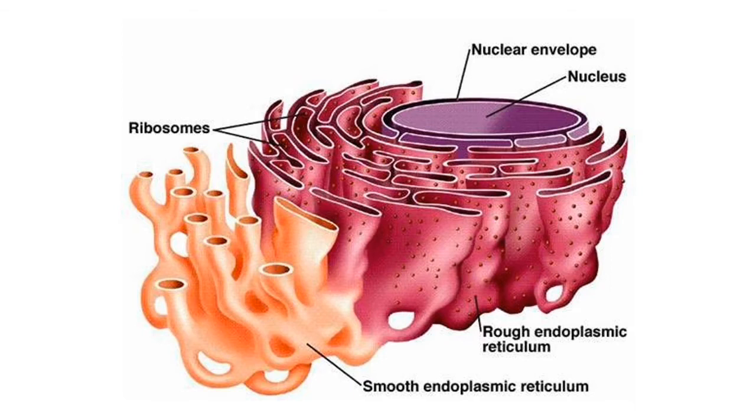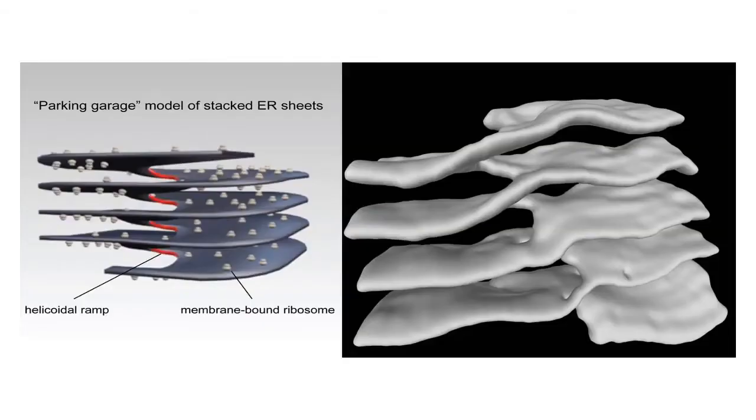Also, in this picture, I want you to notice that the rough endoplasmic reticulum is continuous with the nuclear envelope. So the nuclear envelope is kind of a distinct thing, but it also goes outward and then joins with the rough endoplasmic reticulum. So these membranes are all interconnected.